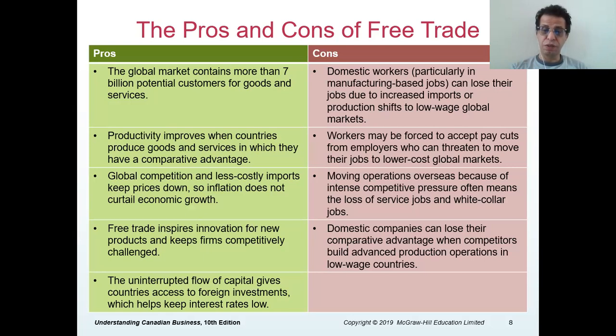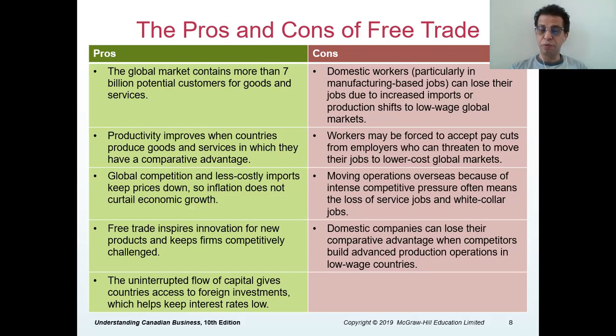for goods and services. We see that productivity improves when a country produces goods and services and has a competitive edge, and they can produce more. So France can make more wine and sell it to Germany. Germany can make more Mercedes and sell them to France, because of the competitive edge of France making good wine and Germany making good cars.